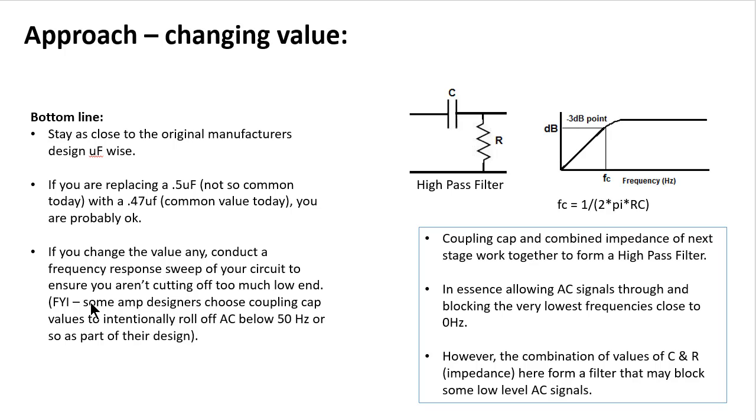frequency-wise. And I made an interesting note here. Some amp designers choose coupling cap values to intentionally roll off AC below 50 hertz or so as part of their design. In other words, they're saying, look, this amplifier circuit really doesn't need to amplify 20 hertz, so I'm going to roll that off and not waste that energy in the circuit, and I'm going to send everything above 50 hertz or whatever on through to the next stage. So you just have to be careful in changing these values, because sometimes people chose values for a very specific reason as part of their circuit design.